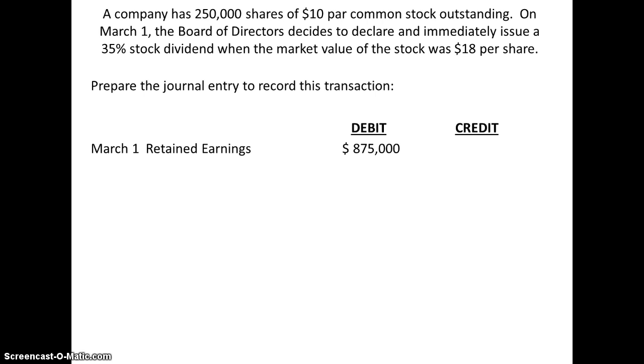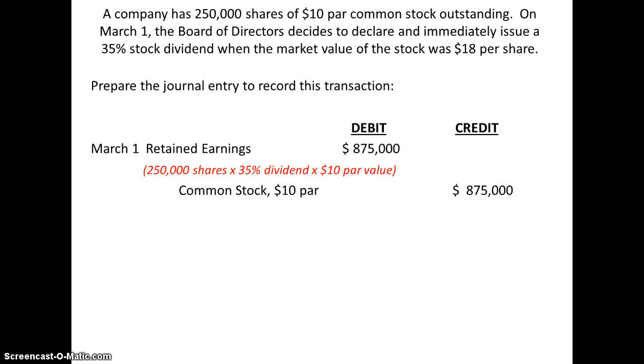So on March 1st, we're going to take it from retained earnings. All dividends come out of retained earnings because a dividend is earnings of the company given back to the owners. How did we get $875,000? We took the 250,000 shares times the 35% dividend times its par value of $10.